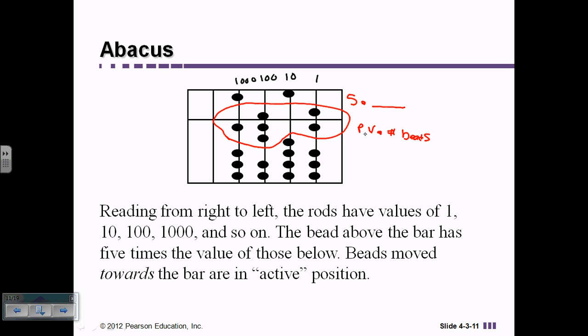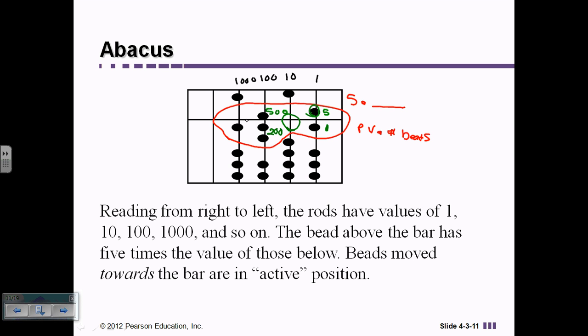Okay, so if we look at this example, we have 1 bead here in the ones place, and it has passed over the bar, so this is considered to be a 5. We have 1 bead here that is below the bar in the ones place, so it has a value of 1. There are no beads here at the bar, so that means that there are no numbers in the tens place. We have 1 bead here in the hundreds place, but it's passed over the bar, so it's worth 500. These 2 beads have not passed over the bar, they're on the hundreds bar, so they're worth 100 each, so that's 200.